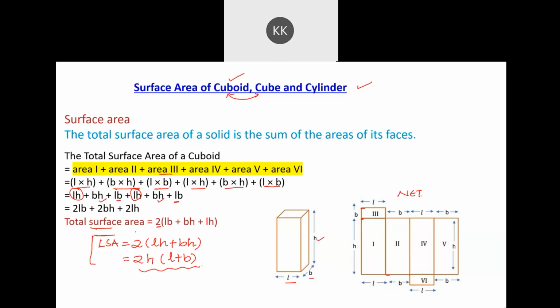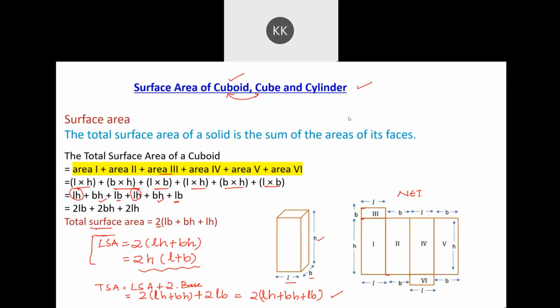So we can split this as TSA equal to LSA plus 2 times the base. This LSA is 2 times of LH plus BH, and 2 times the base is nothing but 2 times of L into B, LB. In total, it is 2 times of LH plus BH plus LB.